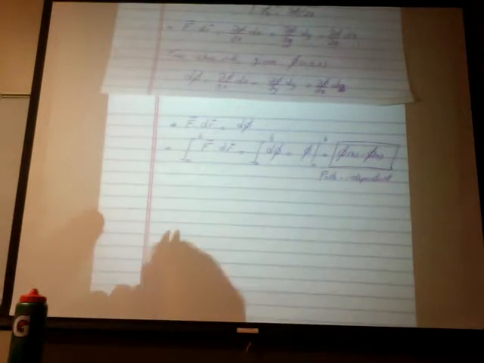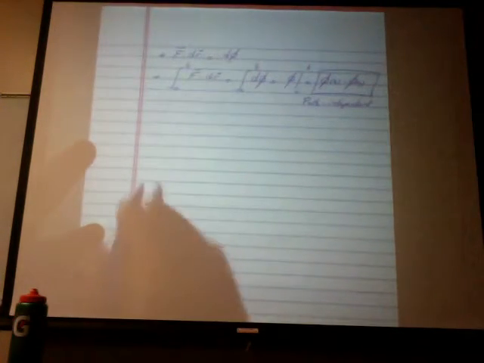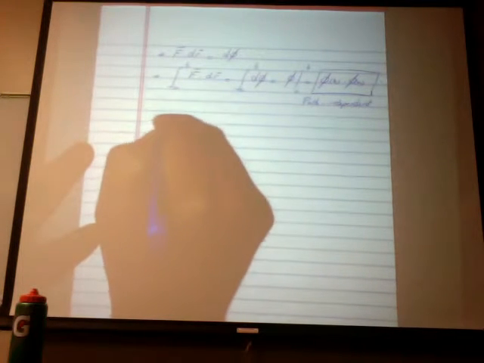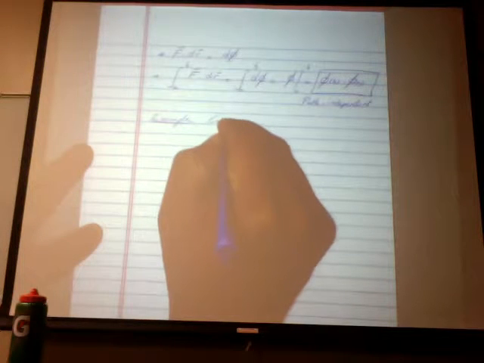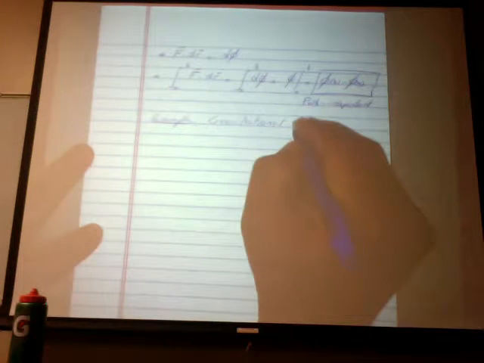So is that clear? And that's a consequence of the Stokes Theorem. So, example. Let's look at that example in particular. Gravitational force field.